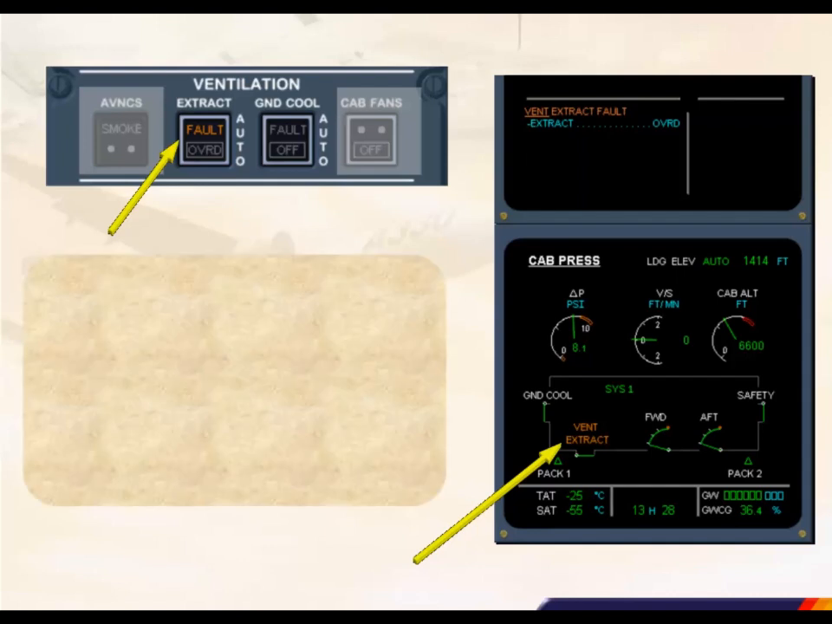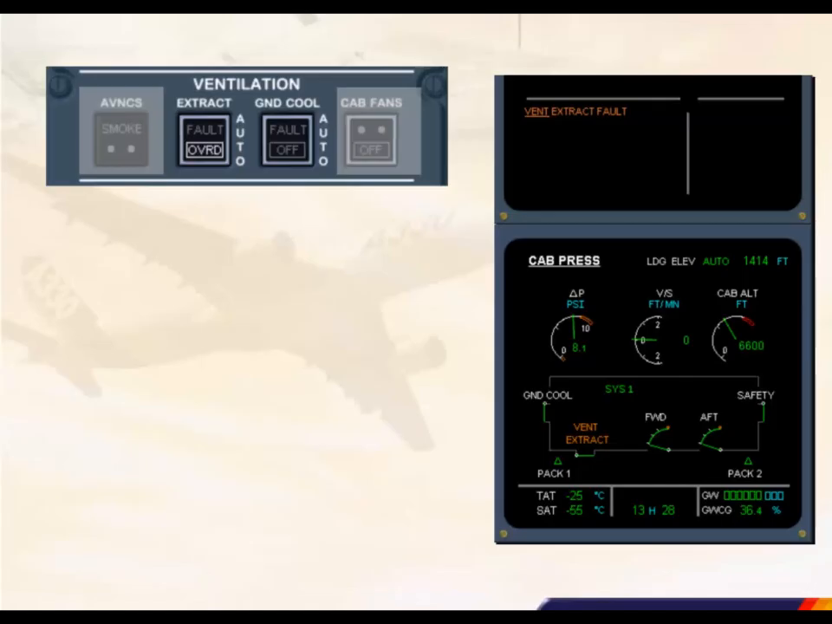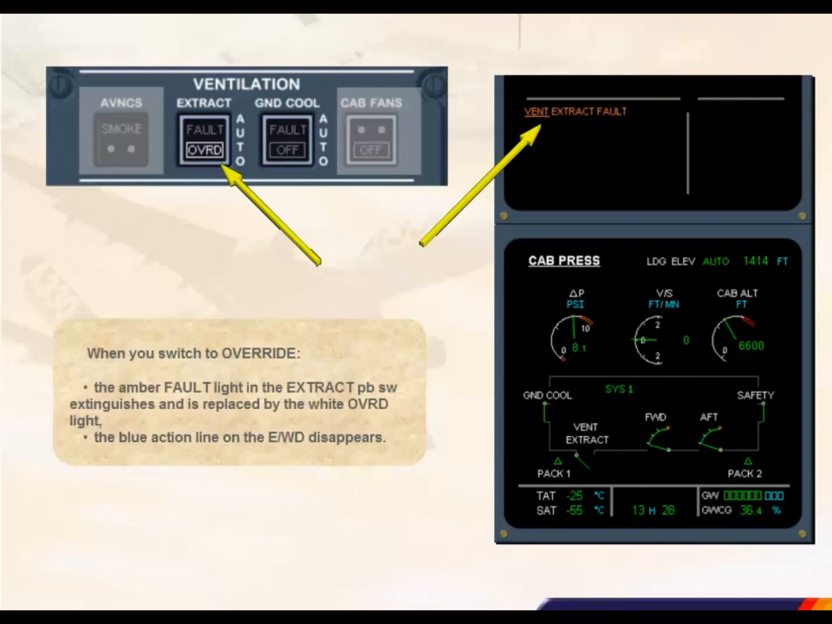Perform ECAM action. When you switch to override, the amber fault light in the extract push button switch extinguishes and is replaced by the white override light, and the blue action line on the engine warning display disappears.